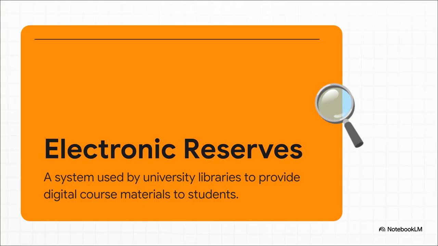First up, electronic reserves. The easiest way to think about this is like the digital version of a librarian taking a book, putting it behind the counter, and saying, this is on hold for this specific class. It's just a dedicated online space where only students in that course can get their required reading.